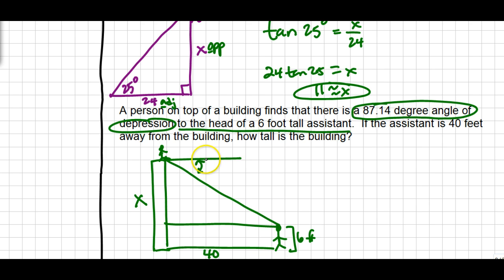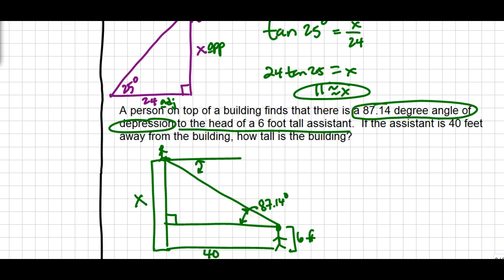It always goes from a horizontal downwards, and that angle is not part of our triangle. Our 90-degree triangle is right in here. The good news is this angle is the same as this angle here. So I'm going to name that angle 87.14 degrees. So it's going from there to there.